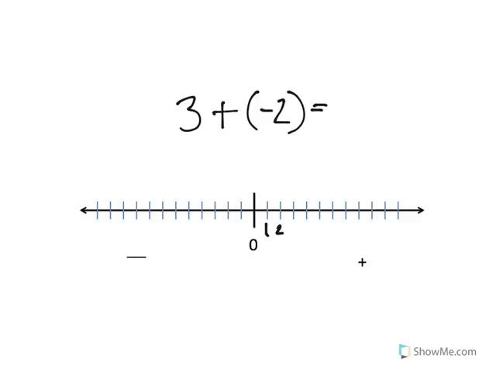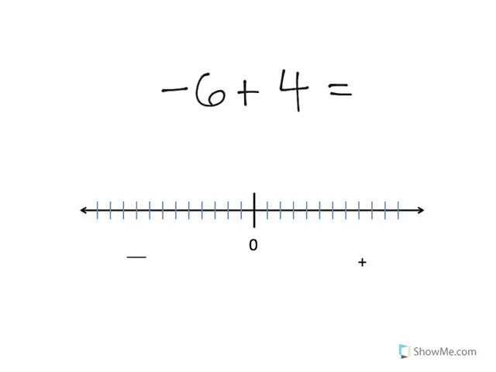Empiezo a 3. Entonces, muevo 2 partes en la dirección negativa y termino en el 1. If we have this, I start here and I move 4 to the right and I end here.